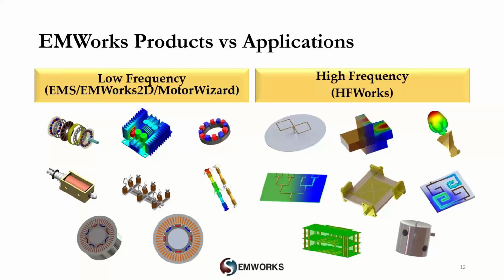Now let us do a quick recap on EMWorks products and their related applications. We can divide EMWorks offerings into 2 categories: applications related to low frequency simulation and applications related to high frequency simulation. Within the low frequency category, we offer 3 products: EMS3D, EMWorks2D, and Motor Wizard. These products can be used to design and simulate applications like cables, insulators, bus bars, solenoids, magnet arrays, eddy current braking systems, wireless charging devices, transformers, and electrical machines. Within the high frequency category, we offer one product, EMWorks. This product can be used to design and simulate high frequency applications like antennas, waveguides, filters, resonators, and connectors.